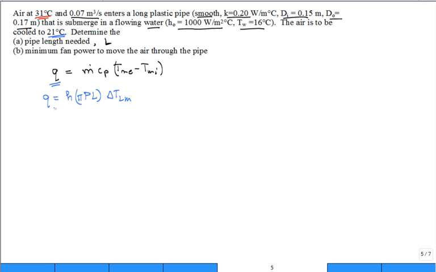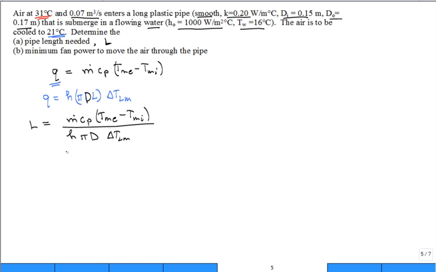So you put these two equations together, and what we have is that the length of the pipe, all right, I'm just going to try and skip some steps, is equal to m dot C sub P times T exit minus T inlet, divided by the convection coefficient h times pi d, times delta T log mean.